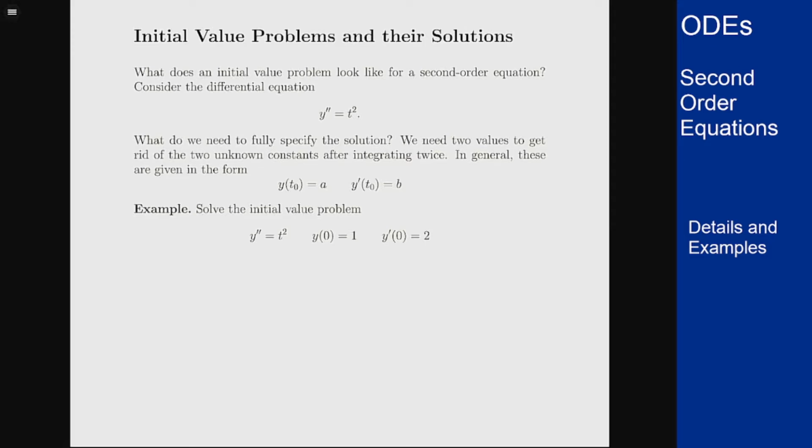In general, they are given in the form of the function and its derivative at a single point in time, but there are some methods you might see in other classes that involve having the function defined at two different points as the way these are specified. A brief example will show what this might look like.